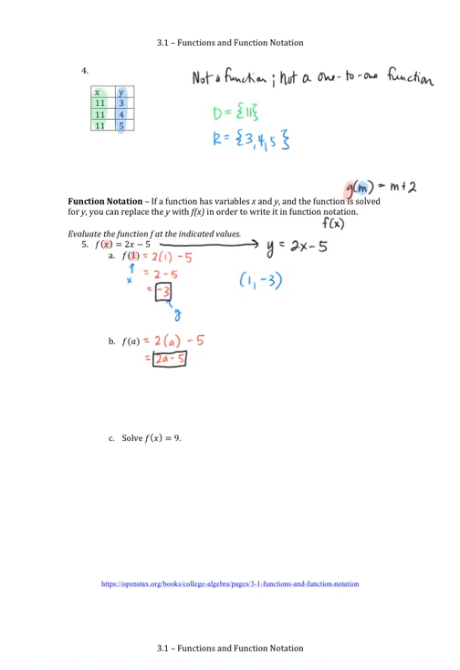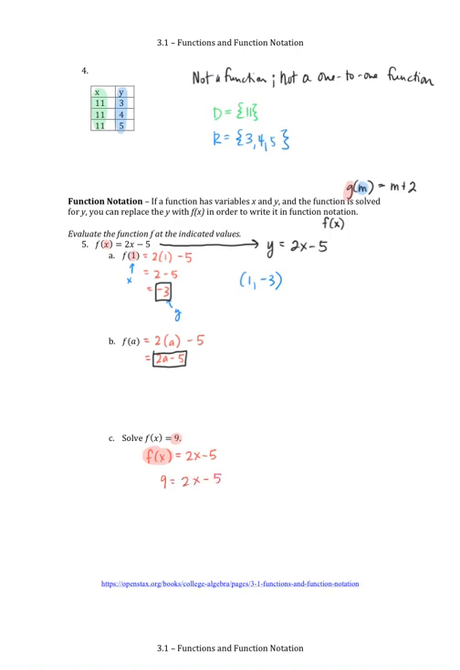Part C, solve f of x equals 9. Notice this is different. In the other two, we replaced the x value with a number or a variable. Now we're saying f of x equals 9, which means the entire thing equals 9. Look at our original equation, f of x equals 2x minus 5. Now we're going to replace the f of x with 9. So this is 9 equals 2x minus 5.